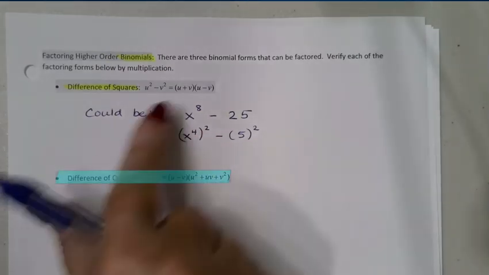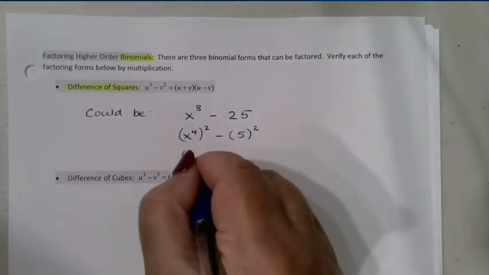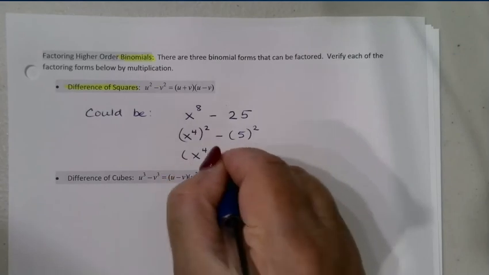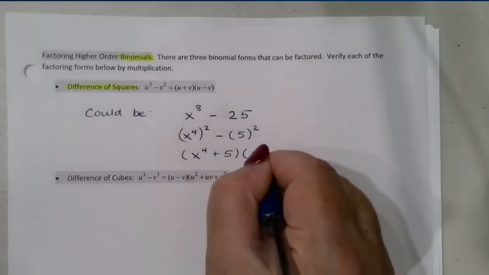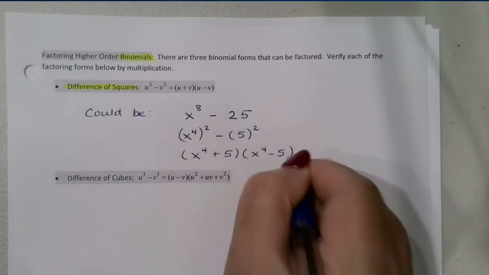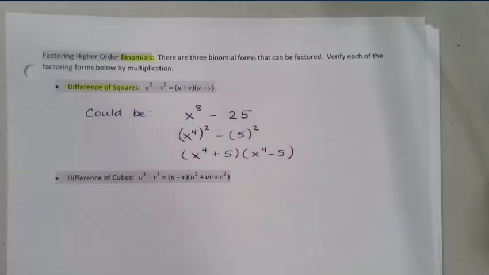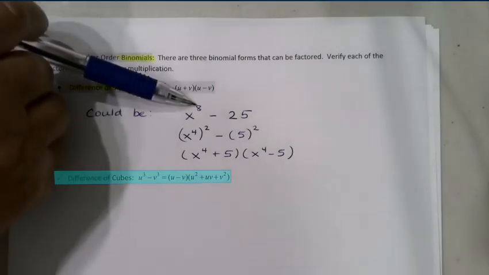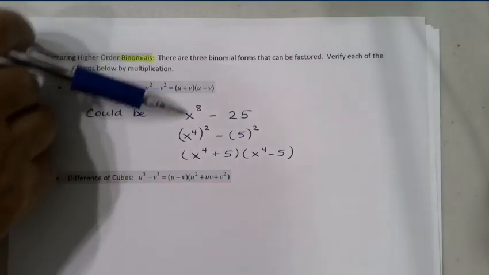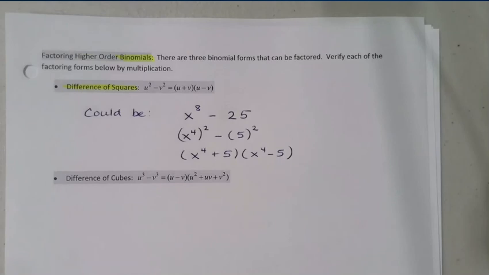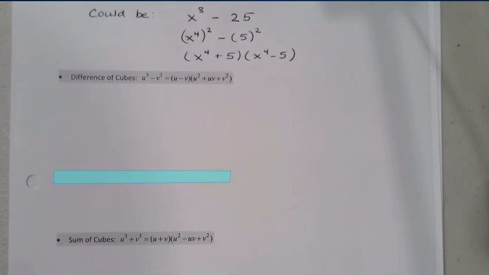And then I could use my difference of squares pattern to do x to the fourth plus 5 times x to the fourth minus 5. So even though that formula is written for a difference of perfect squares, we might start out with a higher power that we can reconsider as a square. All right, the next two are new. The difference of cubes and the sum of cubes. These we haven't seen before, at least not in this class.